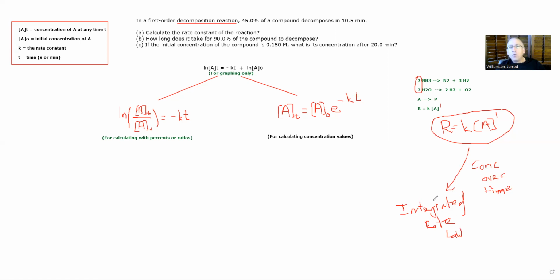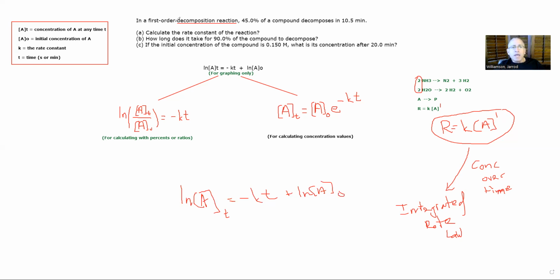Integrated rate law. What is the integrated rate law for a first order reaction? That's this thing right here, where again, I'm typing this. This is natural log of A at time t is equal to minus kt plus natural log of A naught. I'm going to erase this, but since I type a lot of this stuff in this software, I want you guys to get used to seeing that.